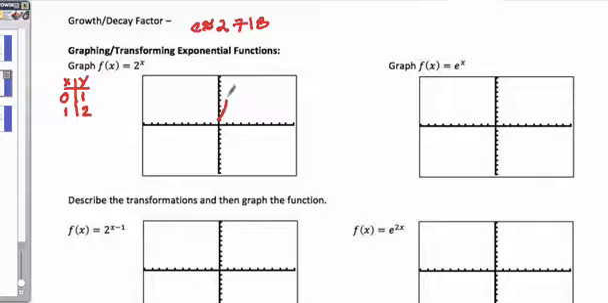And that's going to be enough for me to graph this, because I know that there is a horizontal asymptote at the x-axis. And this is a lot like the basic graphs that we were doing before.